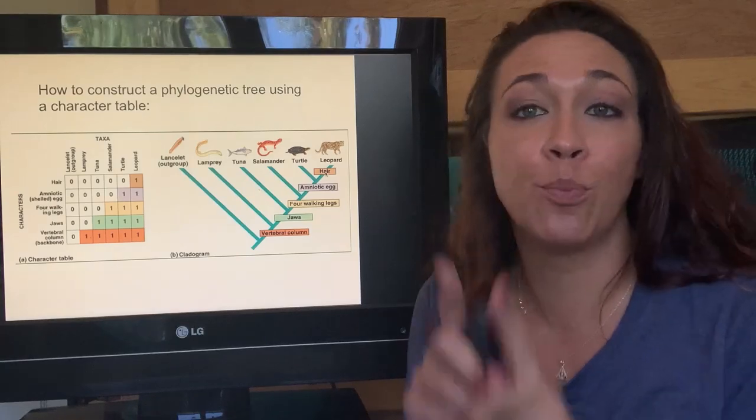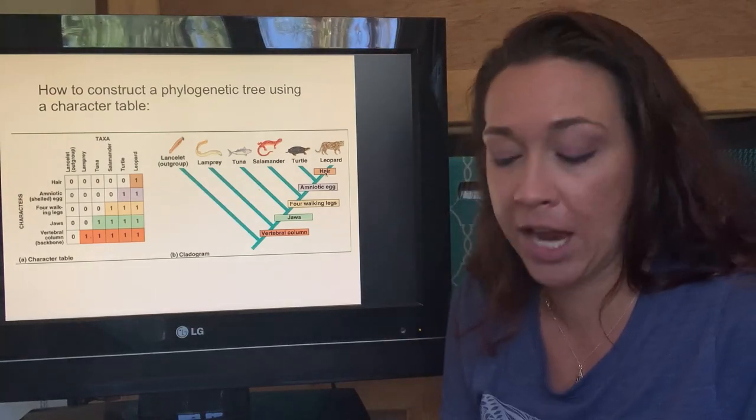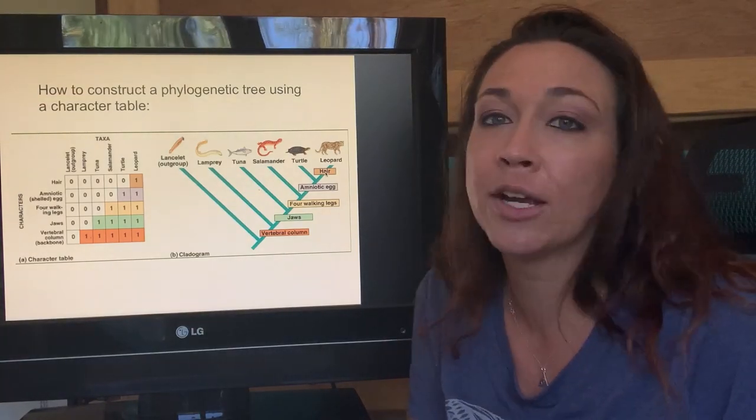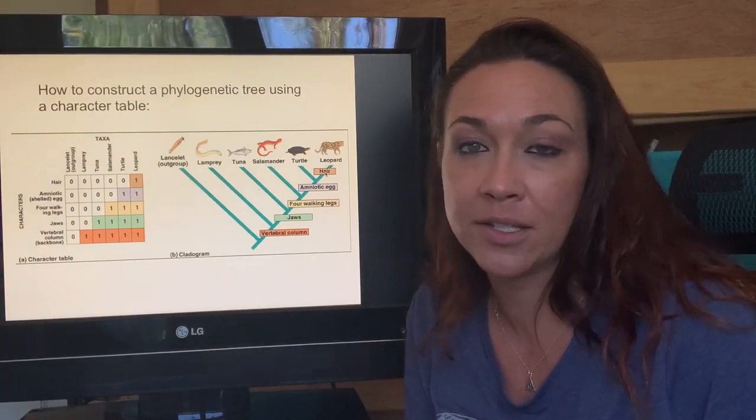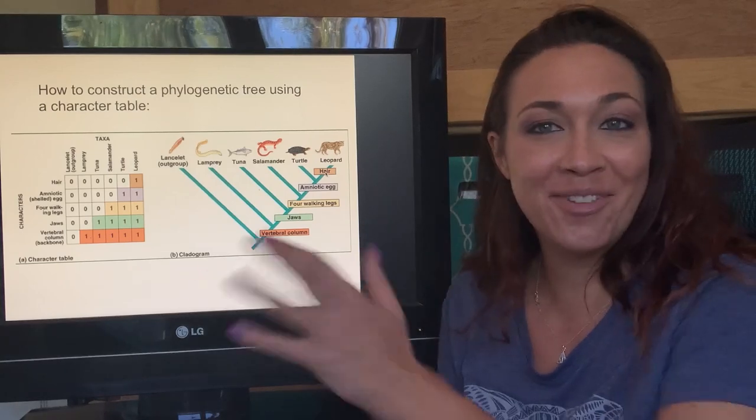That's how you can break off those two branches at the very end too, depending on what characteristics you choose. And again, I'm going to simplify this for you guys. It's not going to be as complicated as this. But this is how you do it.